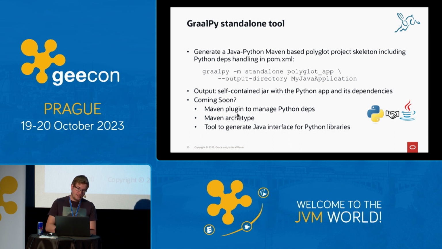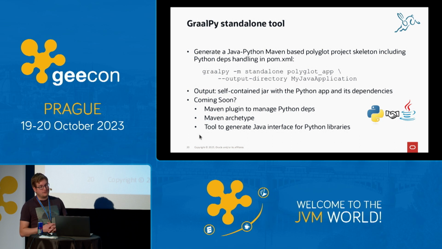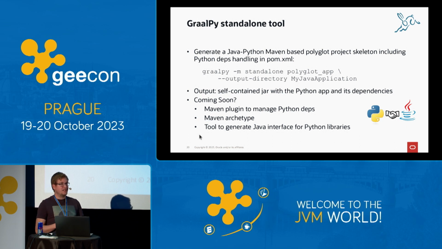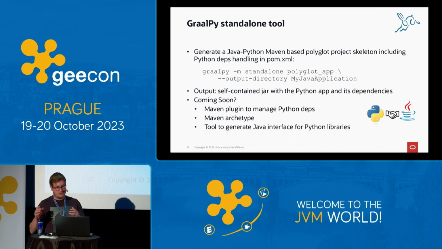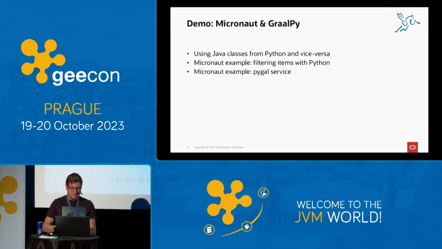And we are also working on a tool to generate Java interfaces for Python libraries. So you could use NumPy or Matplotlib from Java by using Java classes or interfaces, and they will, under the hood, delegate to the Python runtime. So I have a demo with more practical demos with Micronaut.